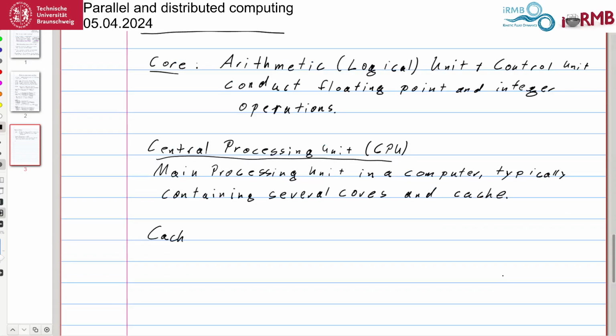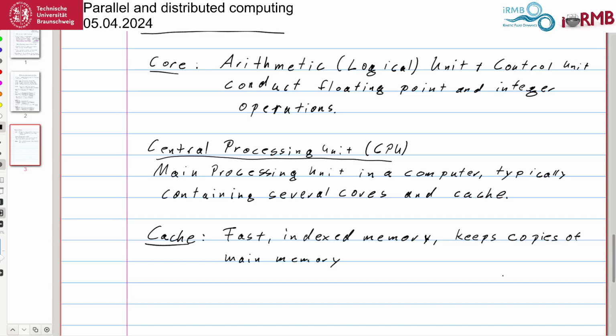Then we have our cache. We could give an entire lecture series on what a cache is, so just the basic definition. The cache is a fast indexed memory, and this keeps copies of the data in the main memory. This is why we need to index it. So it's not just the data, but it also says that this data is a copy of this place in memory.